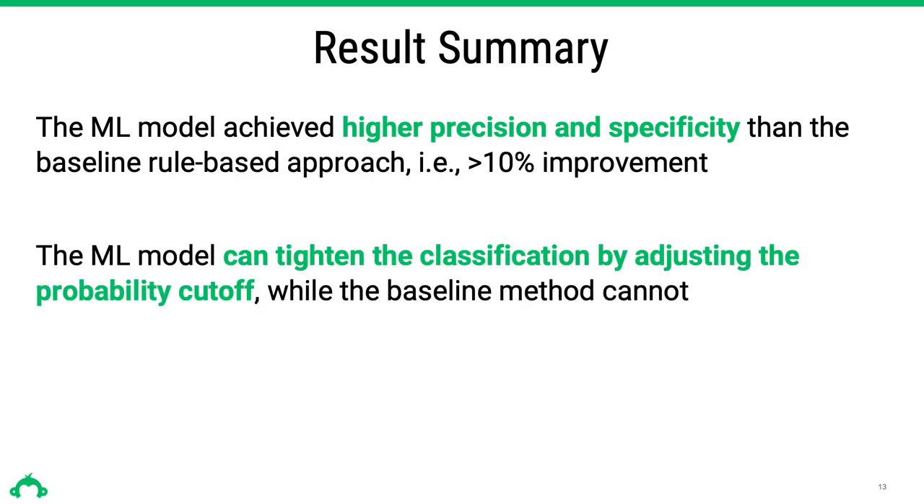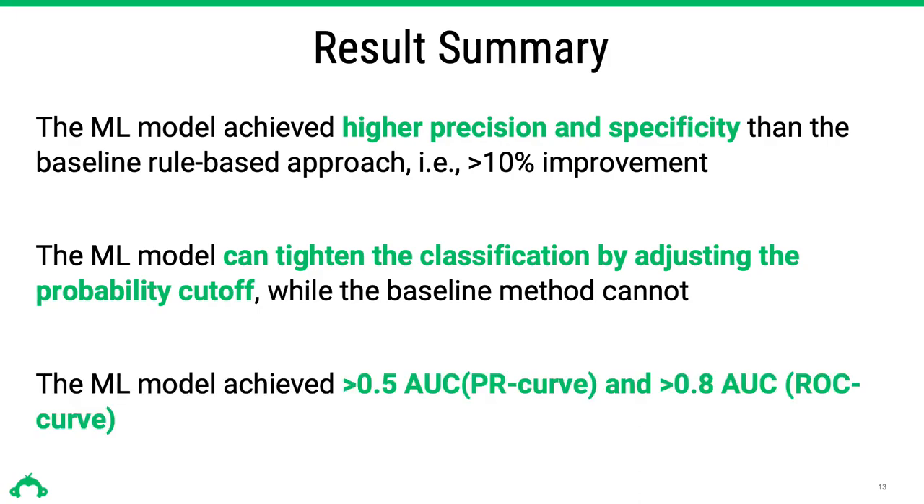Second, one of the flexibilities that the machine learning model can offer is that the models can tighten the classification by adjusting the probability cutoff requirement to classify a question as a double-barreled question or not. This can ensure that a recommendation we make and present to the user interface is more likely to be a true positive. Third, overall, the machine learning models achieved more than 0.5 AUC under the PR curve and 0.8 AUC under the ROC curve.